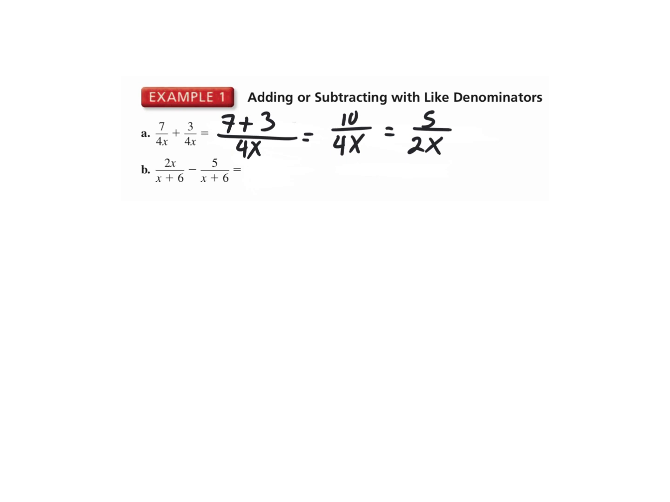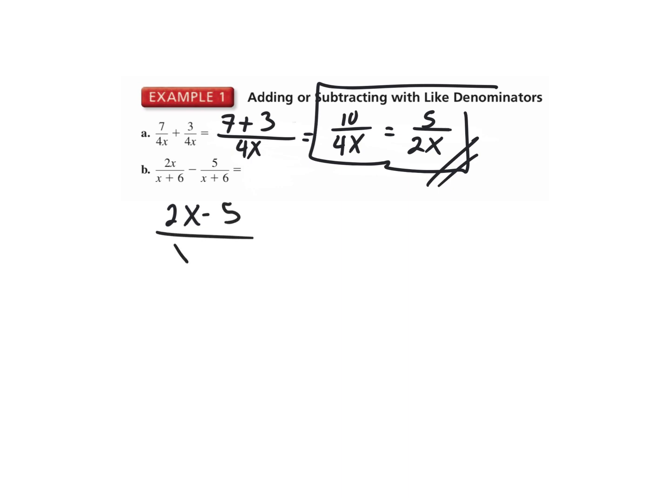But overall, when you add them, the 4x stays the same. I'm going to put these two as the final answer. Now, ideally, the most simplified one would be the most correct. And now going on for b, again, we have the same denominator of x plus 6 on both of them. So I can just go ahead and write 2x minus 5 over x plus 6. And there's absolutely nothing I can do to that term to simplify it. So that would be your final answer, just 2x minus 5 over x plus 6.